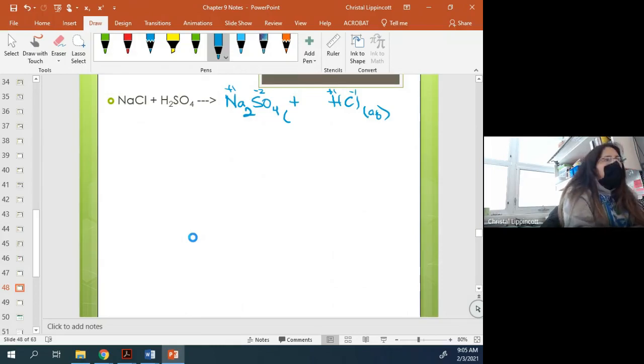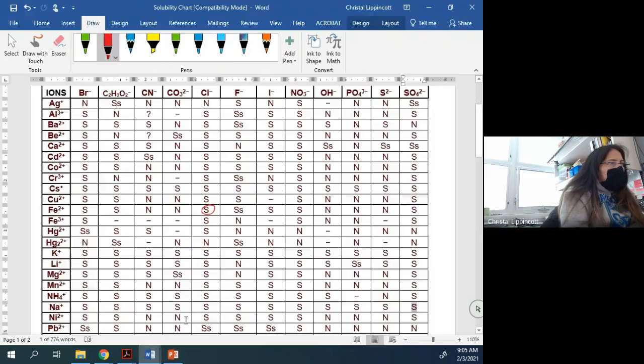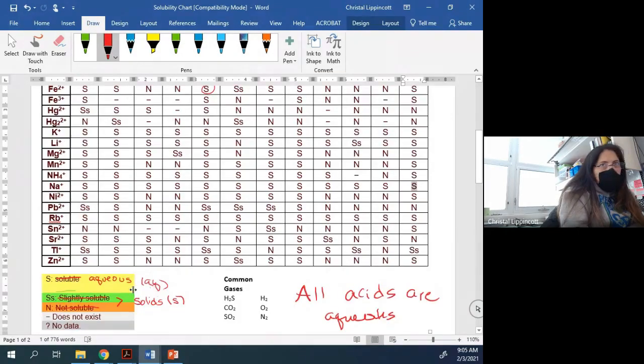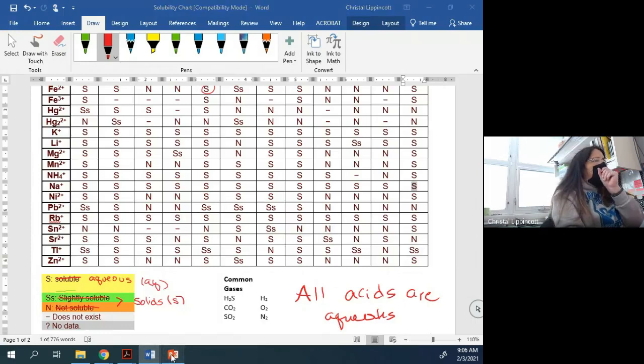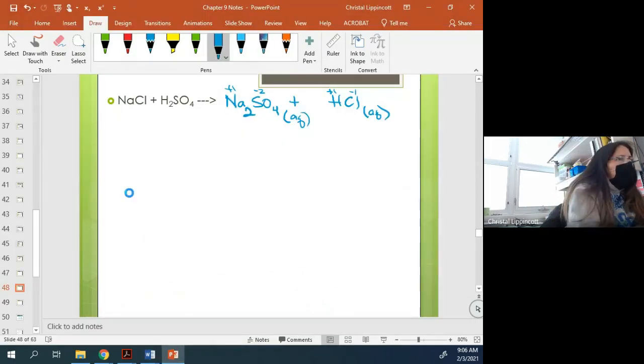Aqueous, yeah. And did you write down on your chart aqueous down there at the bottom what S means? That S means that we are aqueous. Did you write this down? Okay, so that's your key down here. So if you see an S, you know that that's aqueous. All right, both of these are aqueous, so that means no reaction. And the beauty is we don't have to balance.